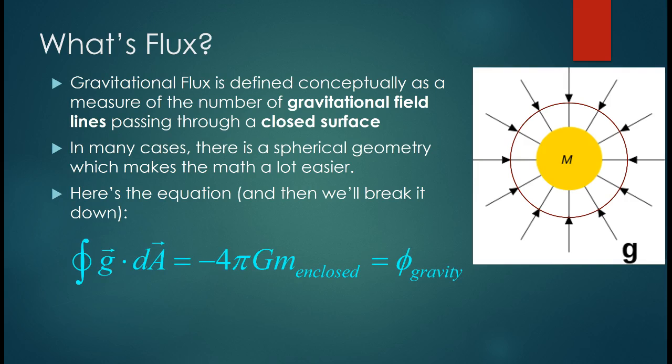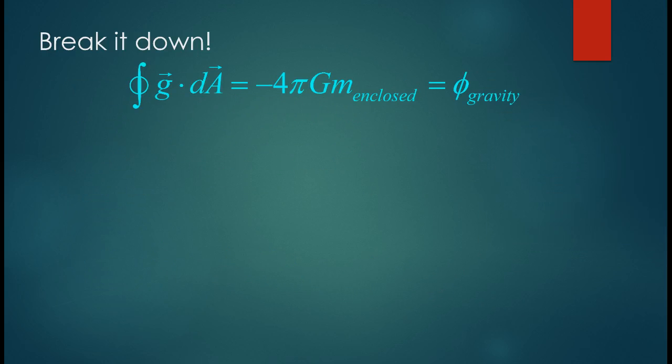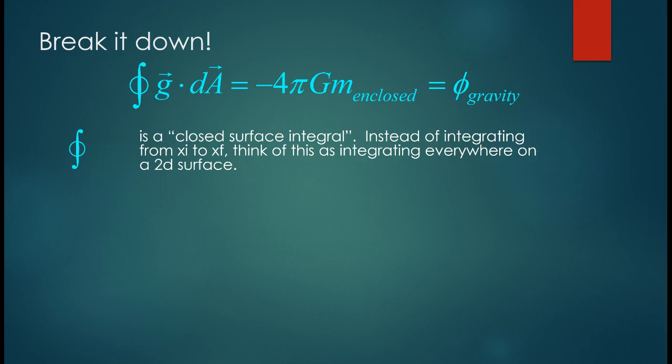Okay, so this says that the surface integral of g dot dA is equal to negative 4 pi times big G times the mass enclosed, which is equal to what we call the gravitational flux. Okay? So, and this is the mass which is enclosed by a surface. And we're going to break this down a little bit more. Okay? So, first of all, here is our basic equation. And we're going to break down this symbol first. This is what we call a closed surface integral.